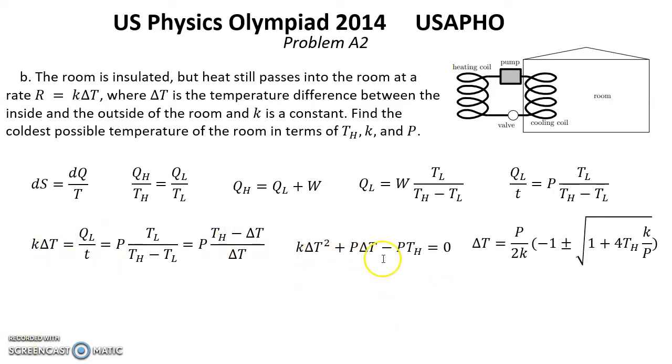For this equation we have a solution in this form, and only the positive root has a physical sense. So we can find what delta T is, and after that find what the lowest possible temperature is. That will be this expression. That's the answer for question B.